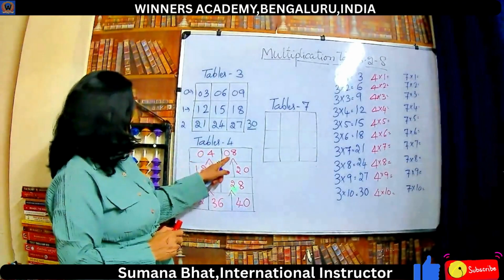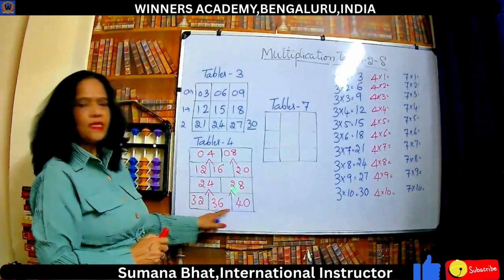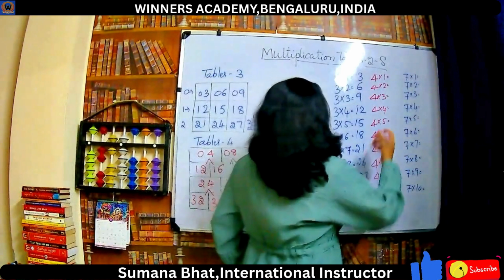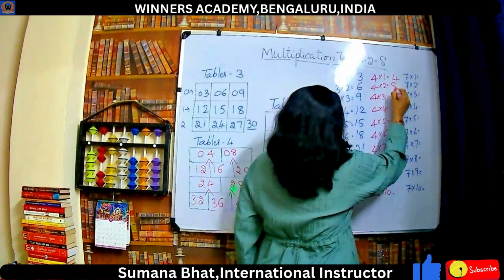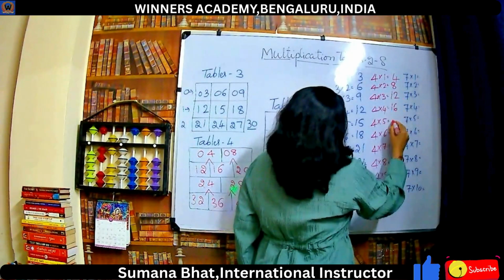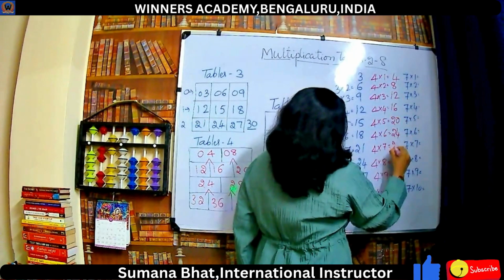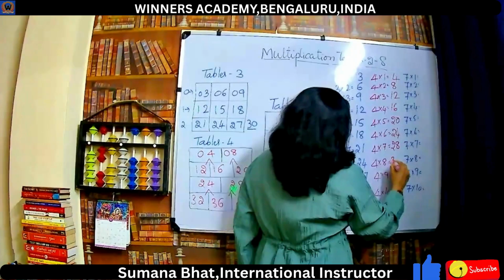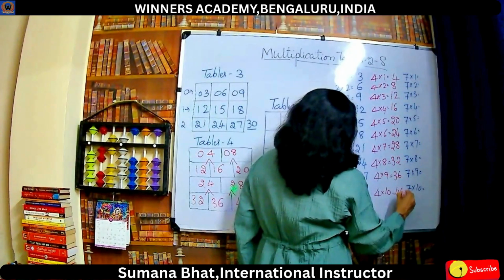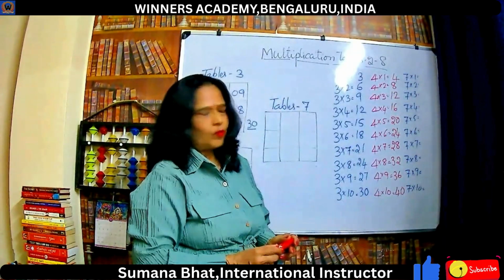See, 4 ones are 4, 4 twos are 8, 12, 16, 20, 24, 28, 32, 36, and 40. Let us write it. 4 ones are 4, 4 twos are 8, 4 threes are 12, 4 fours are 16, 4 fives are 20, 4 sixes are 24, 4 sevens are 28, 4 eights are 32, 4 nines are 36, 4 tens are 40. So this is the table for 4.